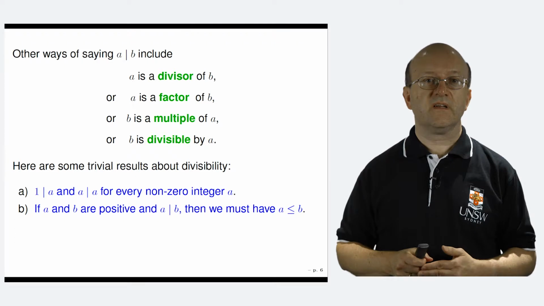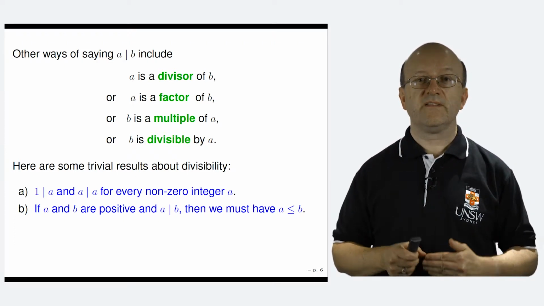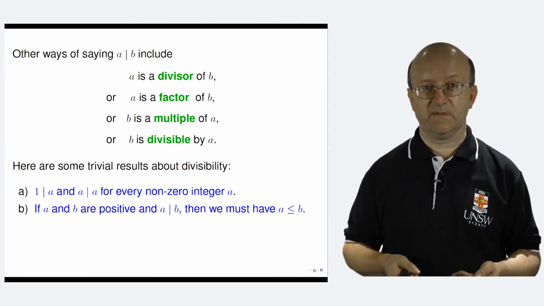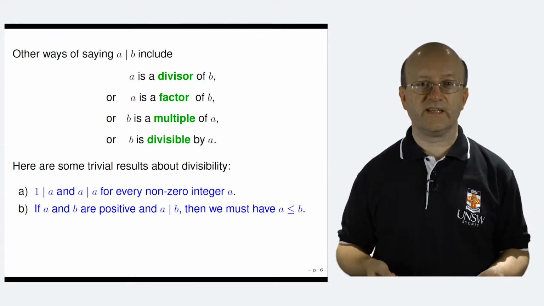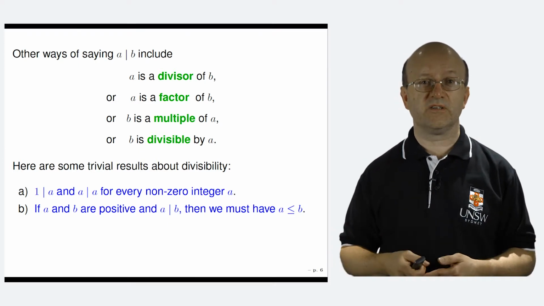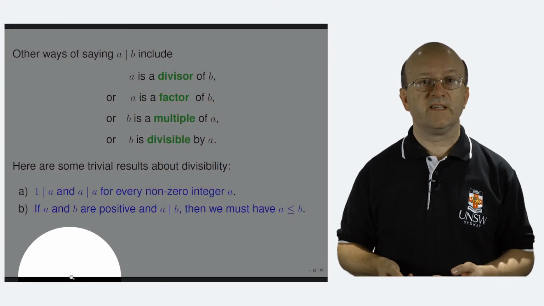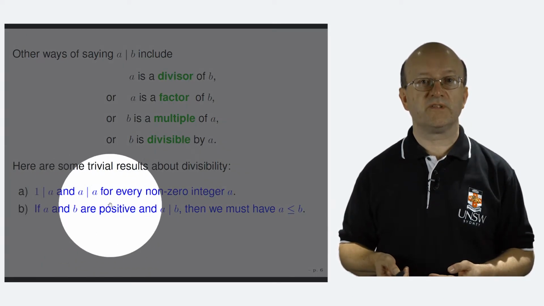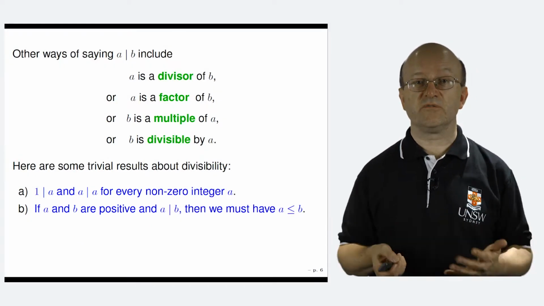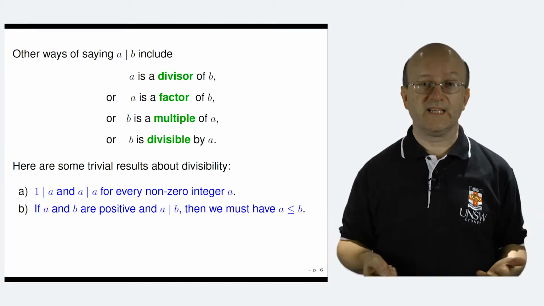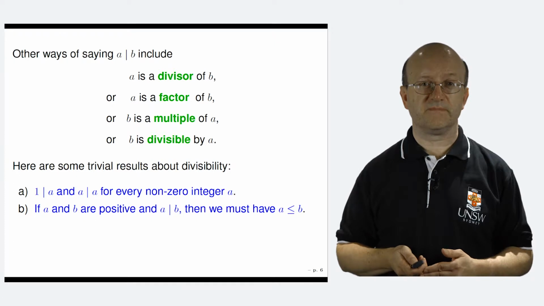Our second simple trivial result is that if a and b are positive and a divides b, then a must be less than or equal to b. This again is pretty obvious. You can't have 21 dividing 7. You can't have a larger number dividing into a smaller one. But notice that I do say positive here. It is important that you have positive in there because we are allowed to use negative integers, and you could pick some negative numbers for which this would not be true. I'll leave you to think of an example.